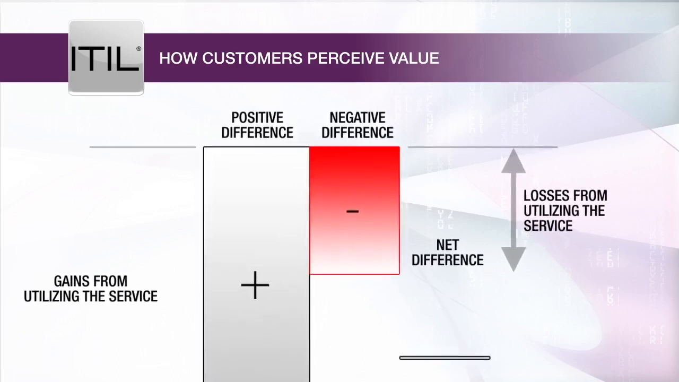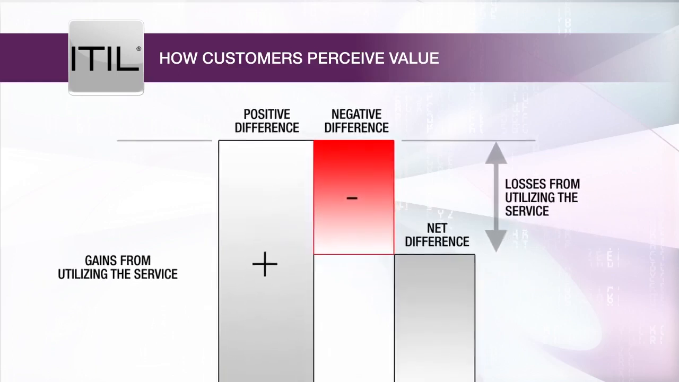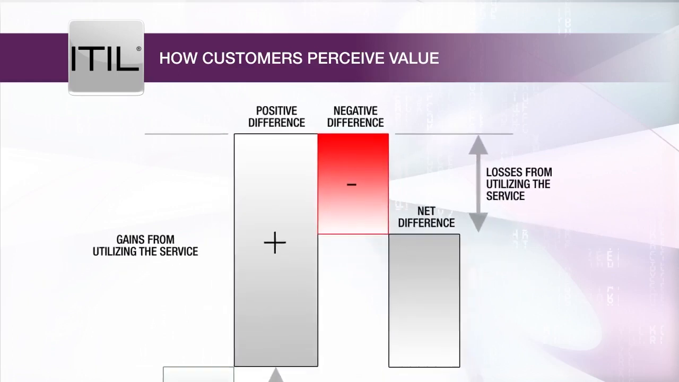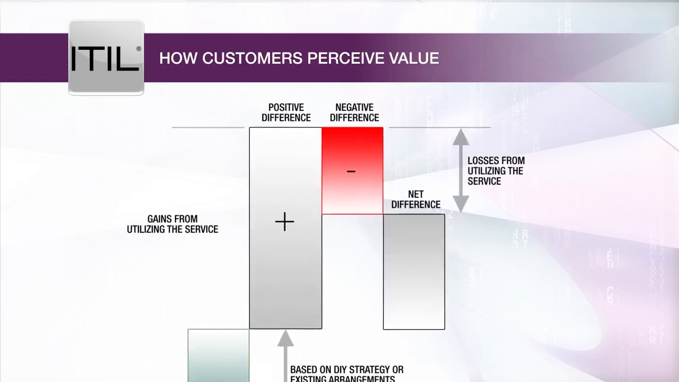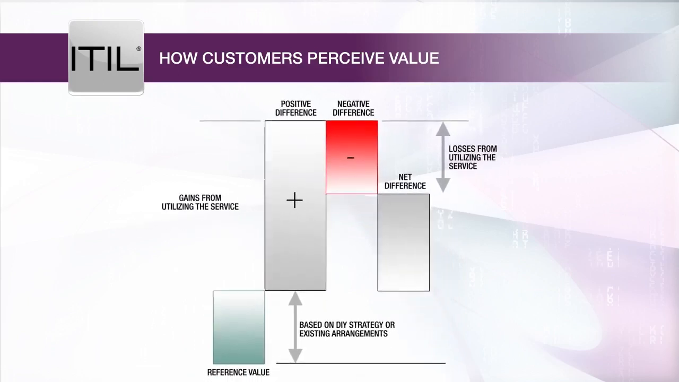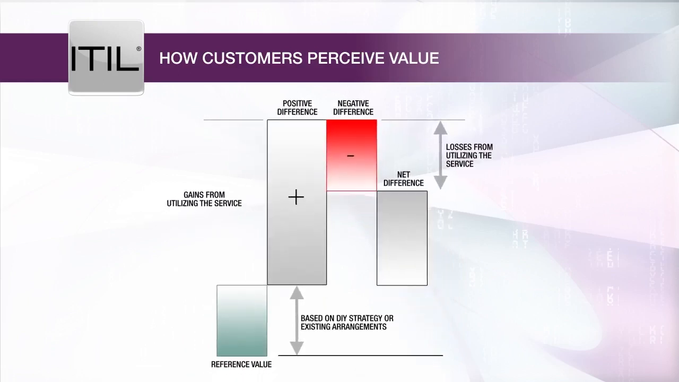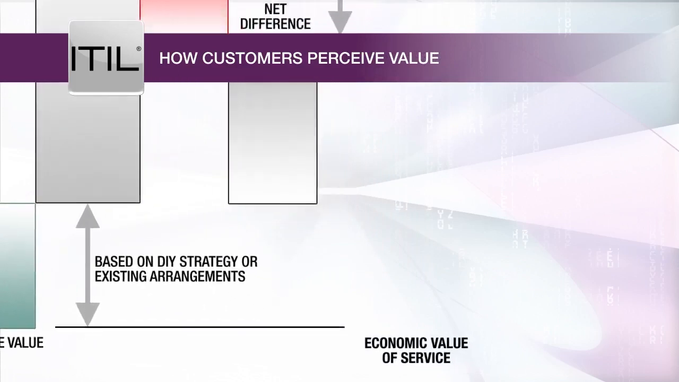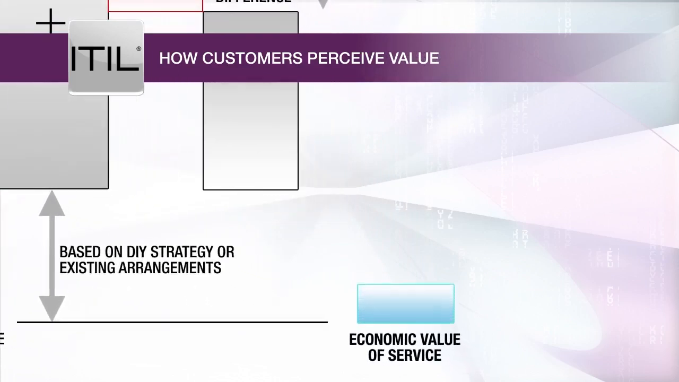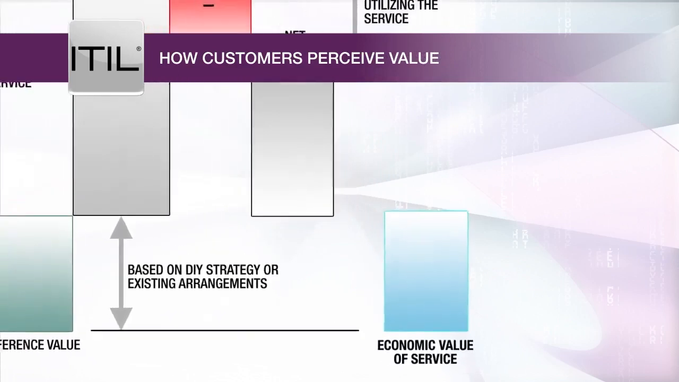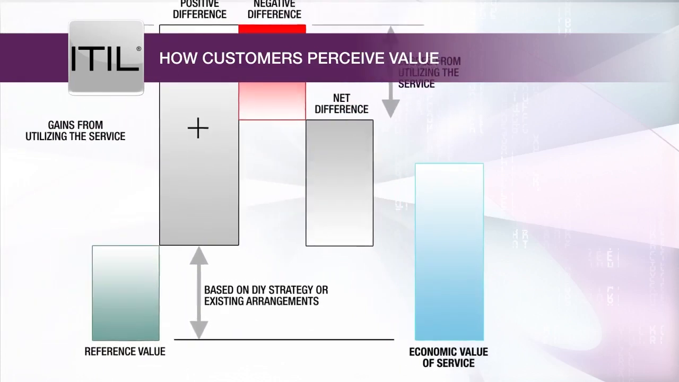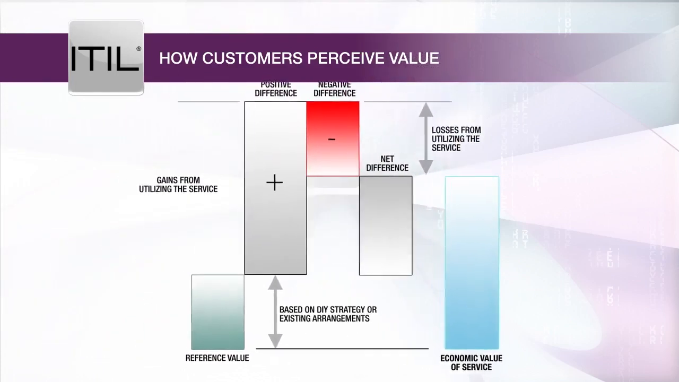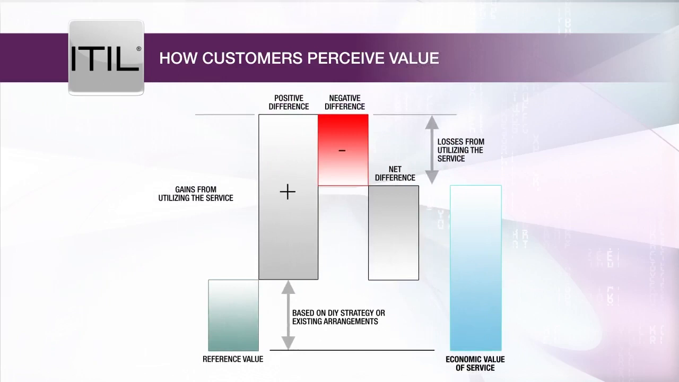The net difference is the actual perception that the customer has of how much better or worse the service is than the reference value after discounting the negative difference. This is the area that will drive the customer's decision to invest in the service or not. The economic value is the total value that the customer perceives the service to deliver. It includes the reference value plus or minus the net difference of the service they receive and is measured by the customer in the ability to meet their desired outcomes.